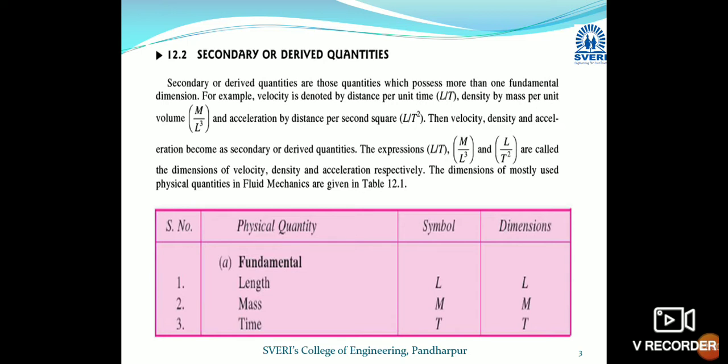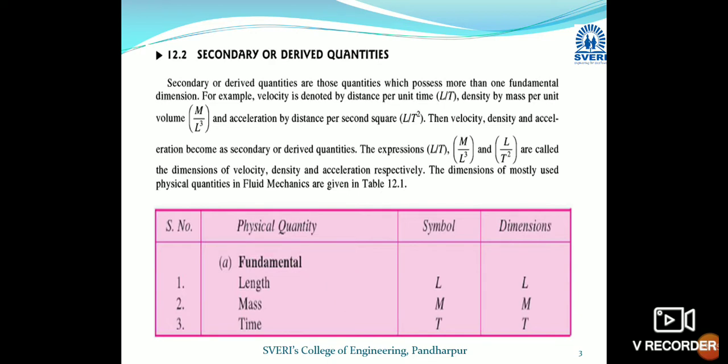Now here I am giving some of the fundamental dimensions. The fundamental dimensions we already know: length, then mass and time. The dimension of length is L only. For mass, it is M only, with L raised to 0, T raised to 0, which we can add. Then time is only T. So these are the fundamental quantities.